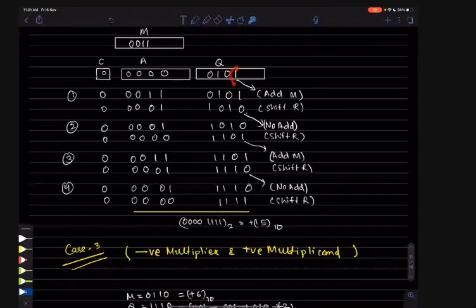Check the first bit, it is 1, then add with M. So 0000 added with 0011. Okay, output will be 0011.